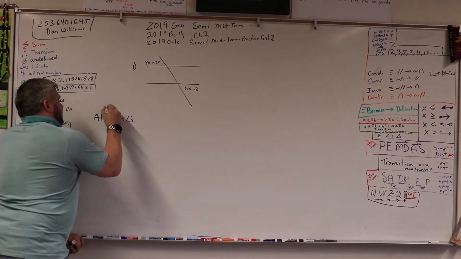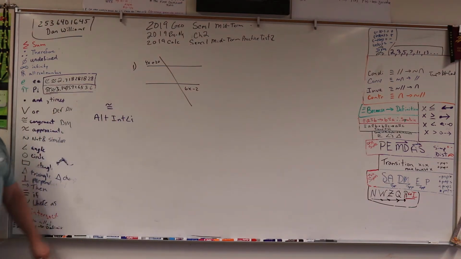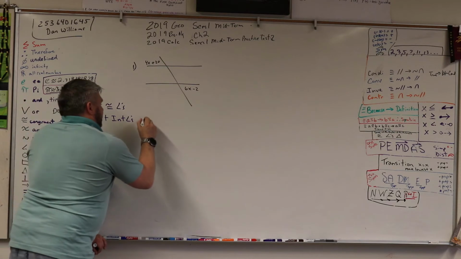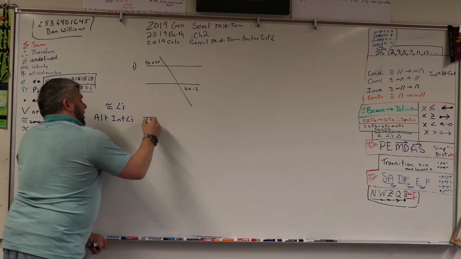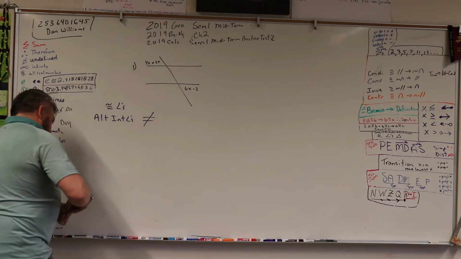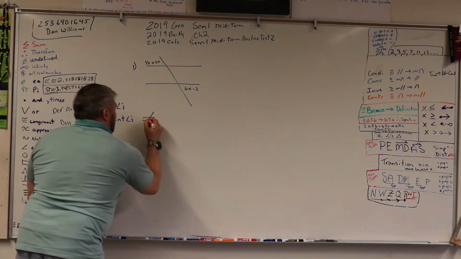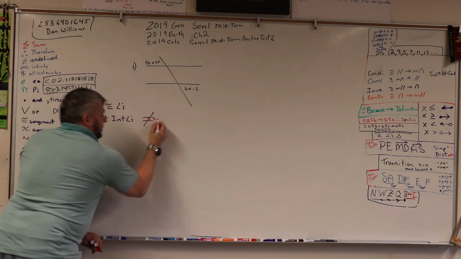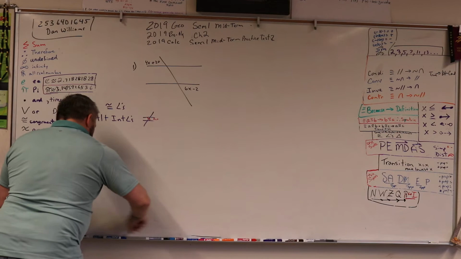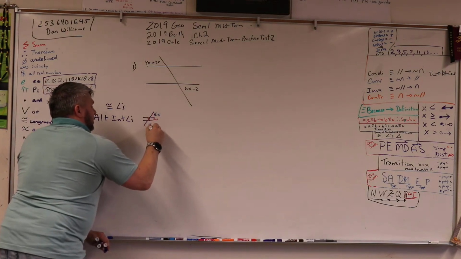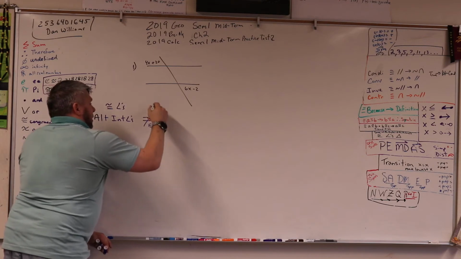All of these that I'm going to list here are going to be considered congruent angles. Alternate interior angles look like this, where you have alternating interior sides. So this is interior, and this is exterior.